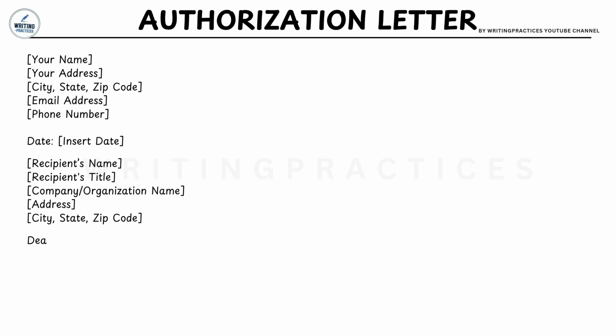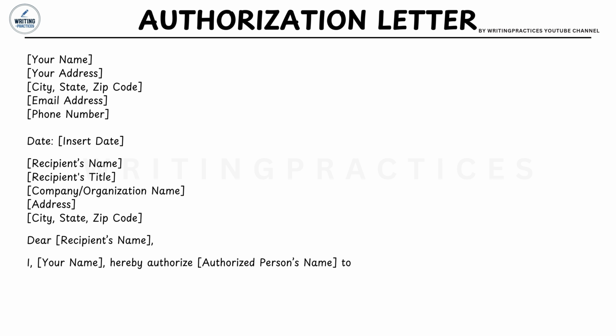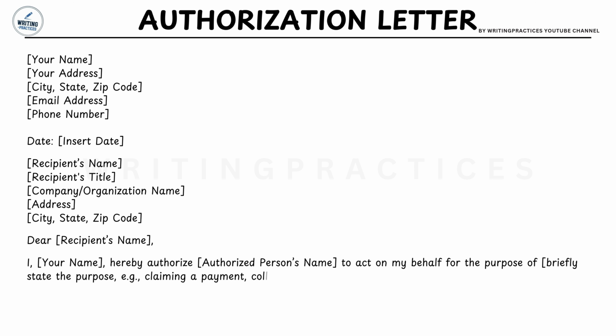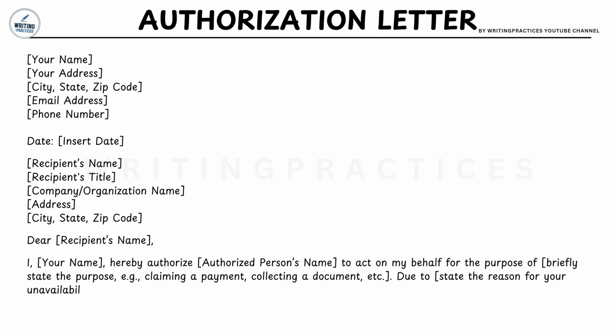Now let's move on to the body of the letter. This is where you get to the actual authorization. Start with a line that clearly states your intention. Something like, I, your name, hereby authorize authorized person's name to act on my behalf for the purpose of state the task. For example, if you're giving someone permission to collect a document or make a claim, you'll be specific about it. Keep it simple and to the point. There's no need for any overly formal or complex language here.